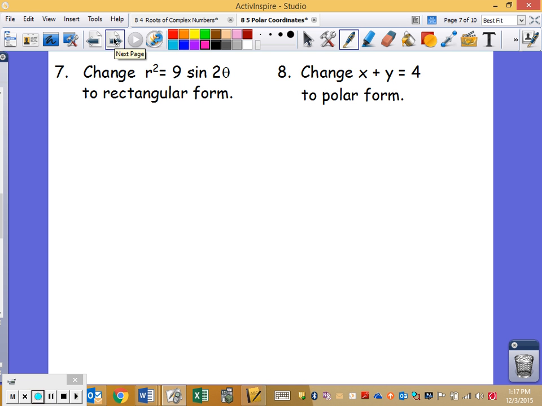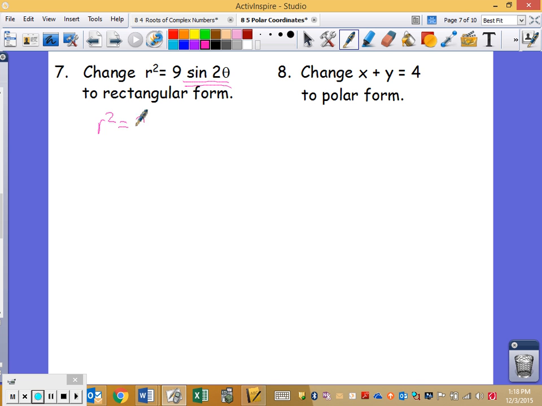It says change this r squared equals 9 sine 2 theta to rectangular form. Rectangular form means you only can have x's and y's. That's it. We can't have any of these thetas, we can't have any r's, we can't have anything. So the first thing I see is this sine 2 theta. I can't have a double angle. I do have an identity though.